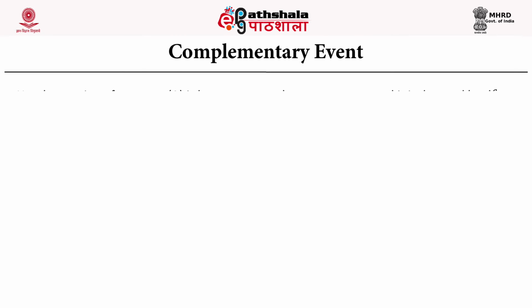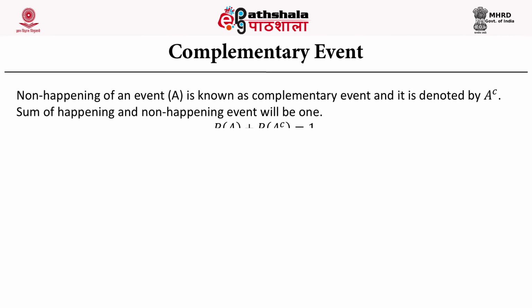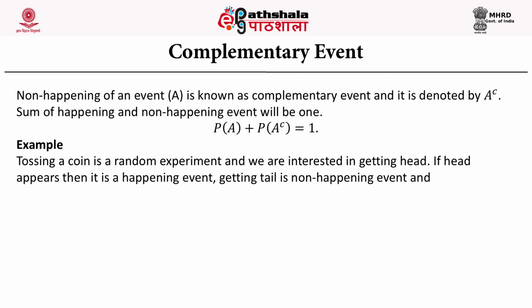Now we will discuss the complementary event. Non-happening of an event is known as a complementary event and it is denoted by AC. That means AC represents A complement. The sum of the happening and non-happening events will be 1. So it means the probability of A plus the probability of A complement should be equal to 1.